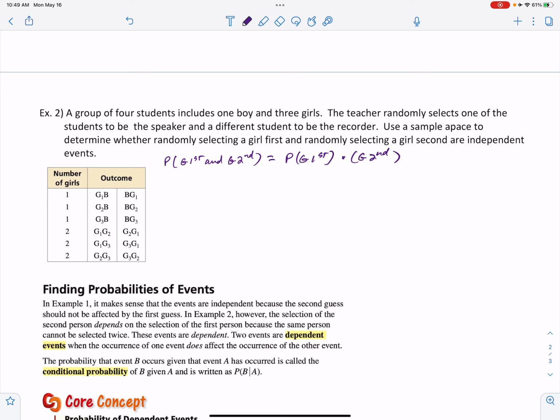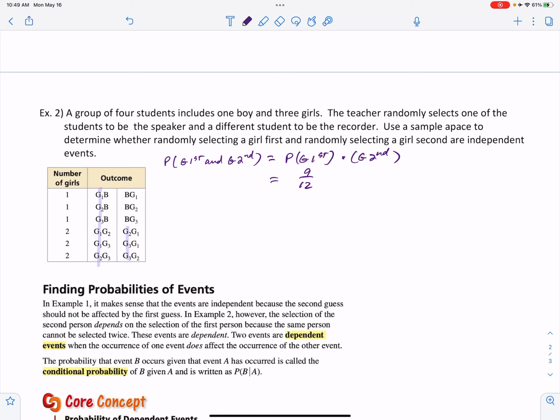So in this, if I look at the chart, the probability of getting a girl first is all of those and all of those. And so that is 9 out of 12. There's a total of 12 there.